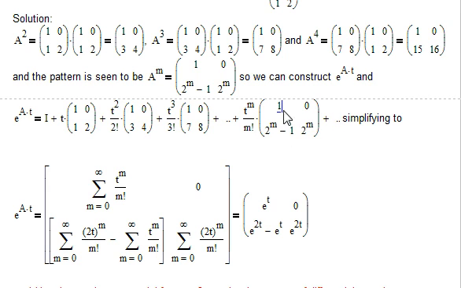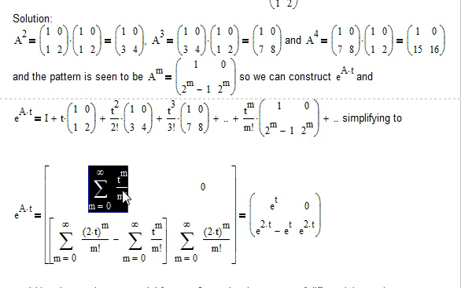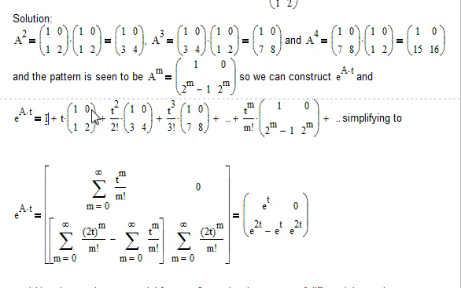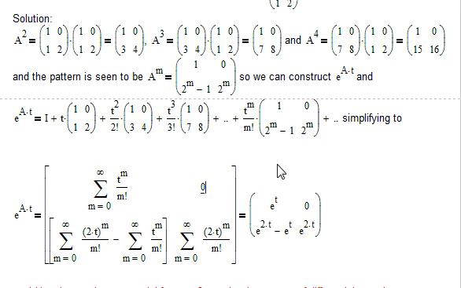Because if you multiplied this whole thing out, the upper left corner is 1 plus t squared over 2 factorial plus t cubed over 3 factorial, so it's going to be this in that slot. And in the slot here, we've got 0 from the identity matrix plus 0 times t plus 0 times t squared, etc. So that's always going to be 0.